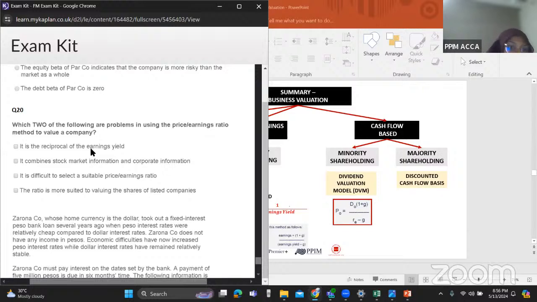C, it's difficult to select a suitable price earnings ratio. That is correct. Because especially if you are not a quoted company, getting a price earnings ratio is hard. Because like I said, PE ratio, it's a norm to calculate it for all quoted companies. Okay. But when it comes to unquoted companies, nobody is there to calculate it because we don't have a market price per share. So correct. C, it is difficult. So that's a problem. D, the ratio is more suited to valuing the shares of listed companies. Again, correct. Like I said, if you're a listed company only, you will have the PE ratio readily available for you to calculate. Okay. Right. So the answers will be C and D.